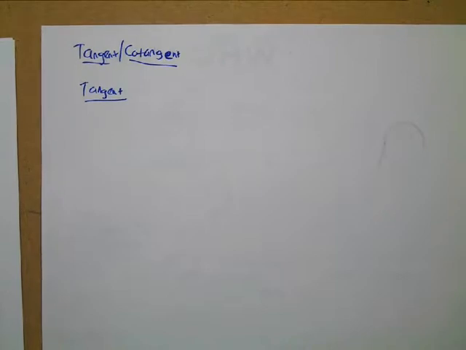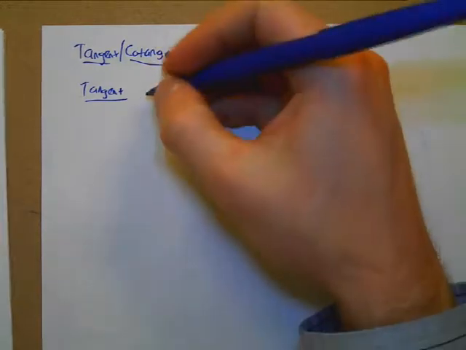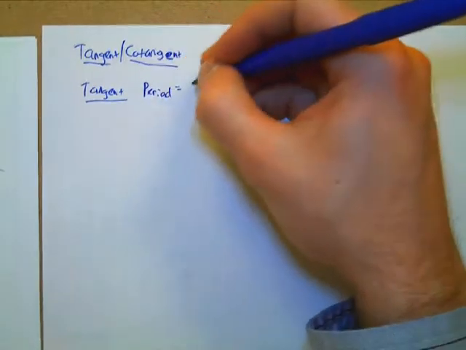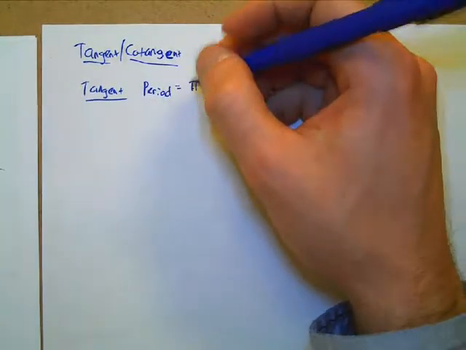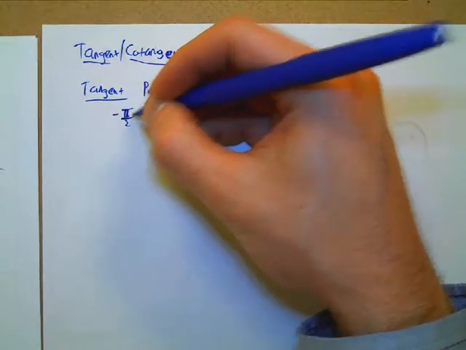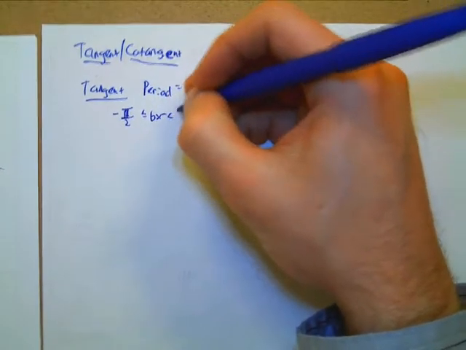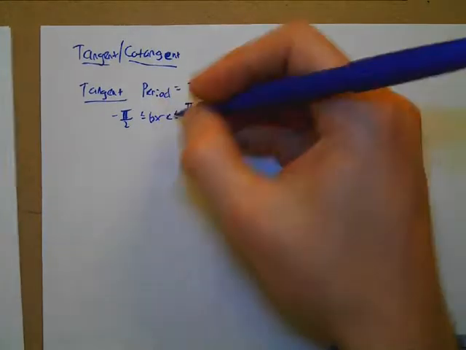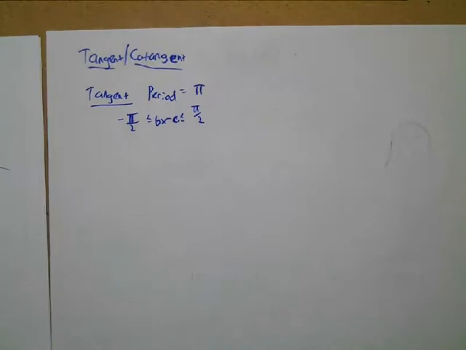Tangent repeats every pi, and its initial period is from negative pi over 2 to pi over 2. Okay. That is tangent's period. Say again? What is the multi-step, Bx minus c, like for the transformation part, you know. Okay. Tangent's range, negative infinity to infinity.